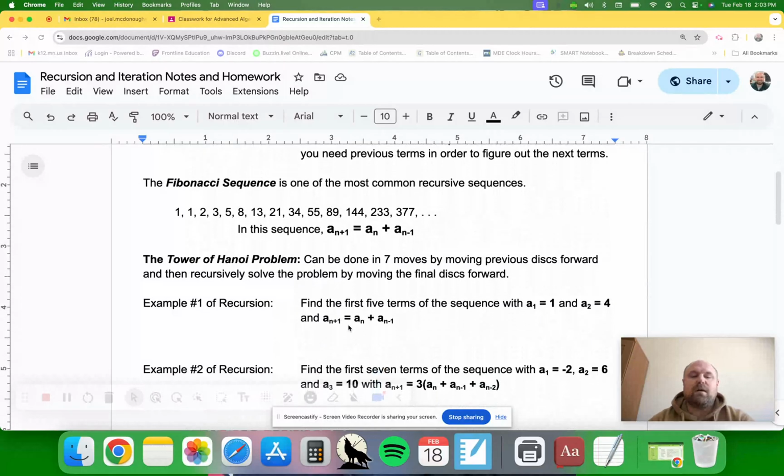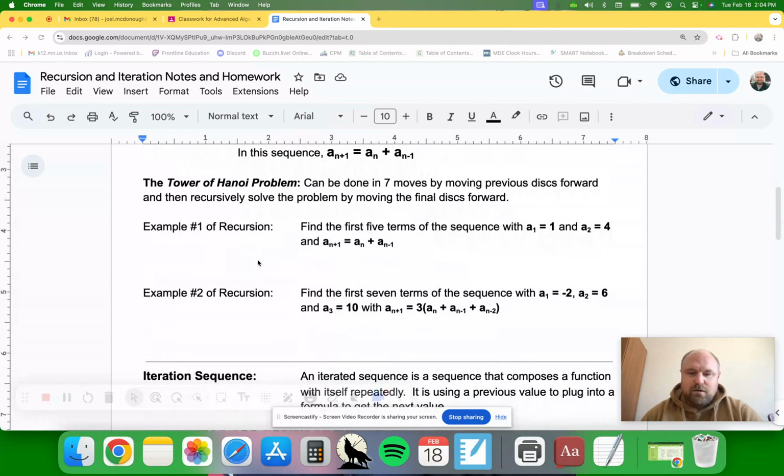So the Tower of Hanoi problem can be done in 7 moves by moving previous disks forward and then recursively solving the problem by moving the final disk forward. The Tower of Hanoi problem is the one where you have those balls in columns, and you have to take the columns of colored balls and move them forward and backwards so you get all the blues, which are all mixed up, in one column and the other ones in another column. So every single column has a different color, and you can only move one colored ball at a time. So that's the Tower of Hanoi problem.